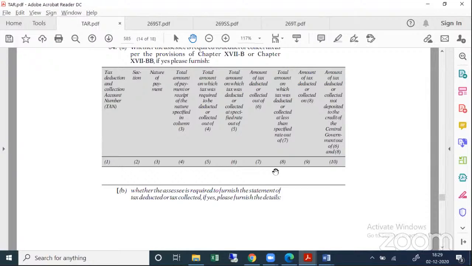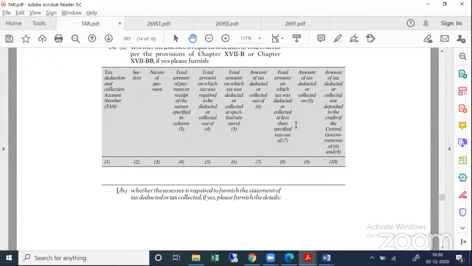Suppose an individual is under presumptive taxation, and say he is declaring 10% as his income, and he has a business and he's been paying salary. Are we liable to deduct TDS on such salary? What is the view of the house? Because I feel it is a very interesting case study, wherein a person who's under presumptive taxation is paying salary, and is he liable to deduct TDS?